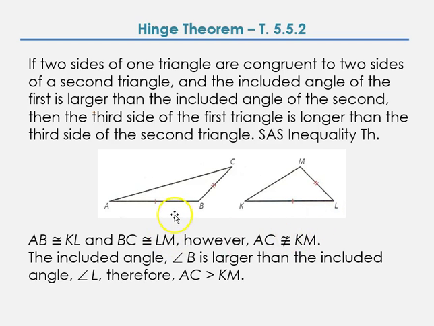How do we know this? Well, they've actually given us this information, but you can also visually see this because this is an obtuse triangle and they're using the obtuse angle. And in this case, they're using the acute angle. So angle B is larger than included angle L. Therefore, side AC will be longer than side KM. Now this goes back to the theorem that we learned where it says the larger angle is opposite the longer side.